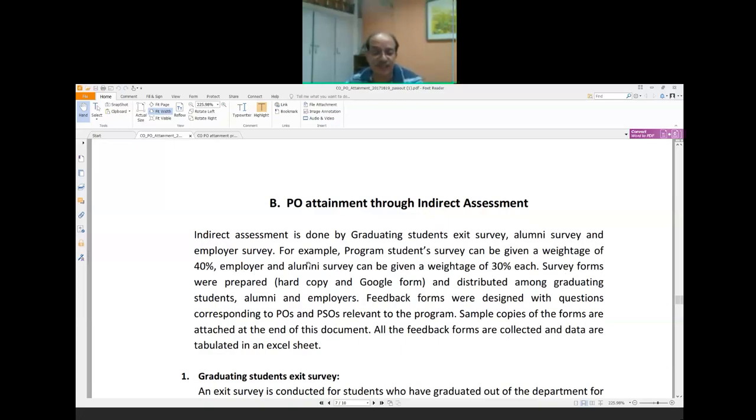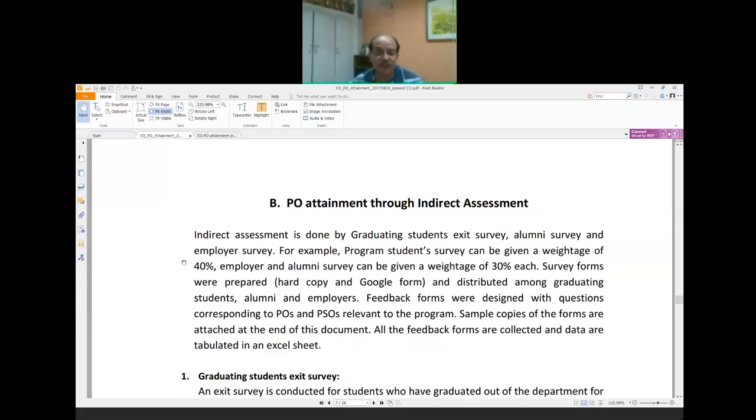Now we come to the PO attainment through the indirect methods. As we were talking about yesterday, your indirect assessment is done by graduating students through the exit survey, alumni survey, and the employer survey. Again, I'll repeat, these surveys are not fixed ones. You can add one or two more, or you can remove one or two. That is your own decision, the way you have the surveys, you have to define that.